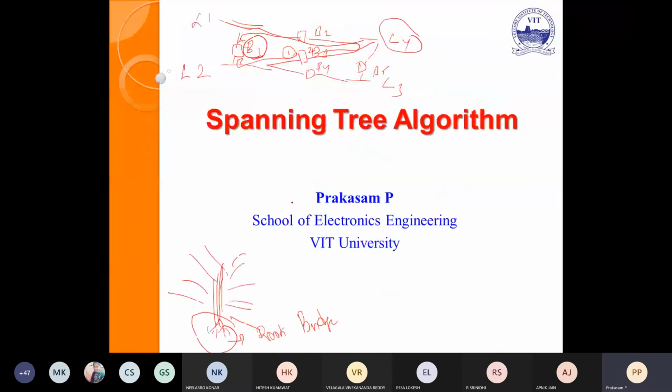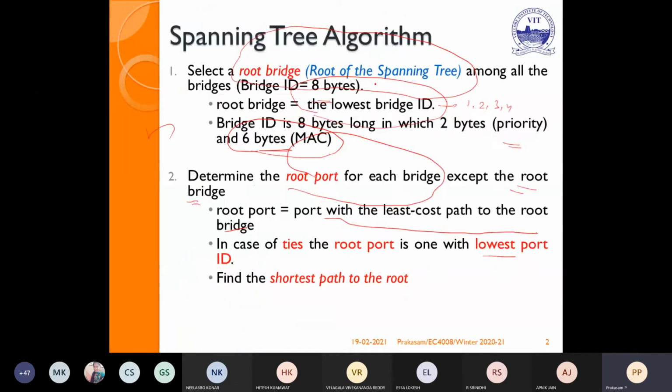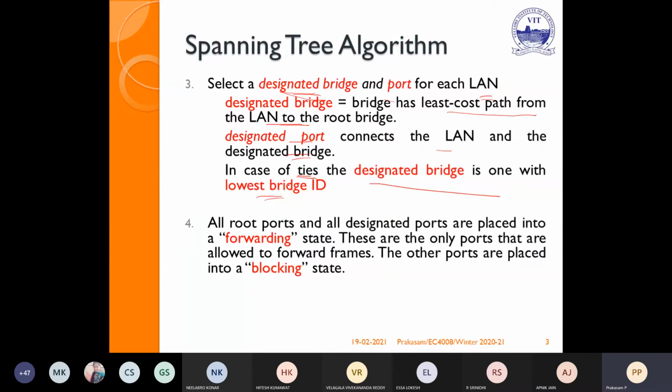For example, from this LAN 5, this is one path to the root bridge. This is another path to the root bridge. If a tie is happening in terms of cost, then either you will select D5 as the designated bridge or D4 as the designated bridge. Now, if a tie is happening, you should select the designated bridge which has the lowest bridge ID. Lowest bridge ID. That is the fourth step.